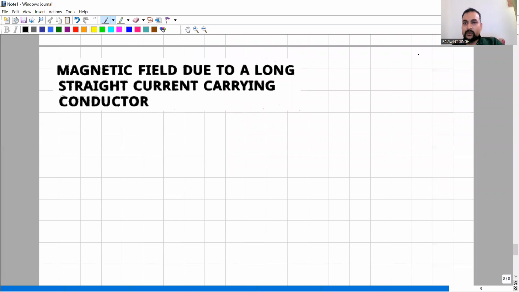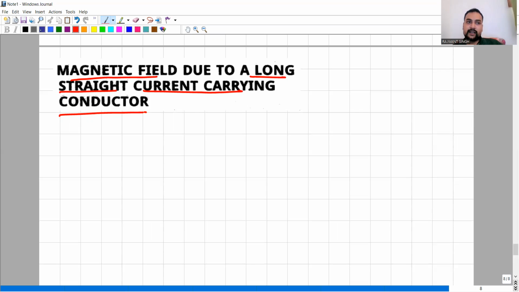So we have discussed the Biot-Savart law, and we have understood the value of the magnetic field strength dB for a small current element dl. And the formula we know. So using that Biot-Savart law, we are now going to derive an expression for the magnetic field due to a long straight current carrying conductor.